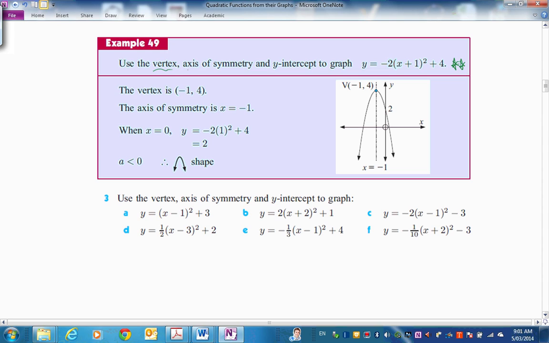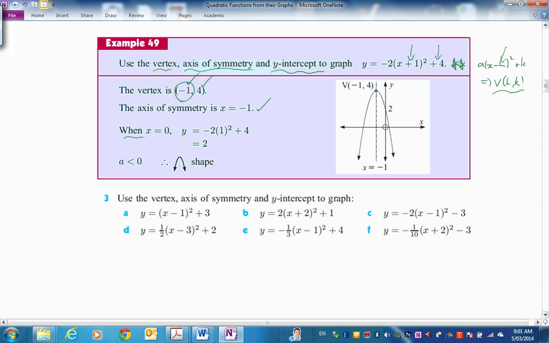Okay, we're going to do the vertex, axis of symmetry, and a y-intercept again. The vertex can be read straight off though. y = a(x - h)² + k always gives you a vertex of (h, k). That's perfect square stuff that we did a fair while ago now. So, it's neg h. So if it's plus 1, it's over here neg 1. It's the same sign, however, as the y value down the end. And the axis of symmetry is always x equals the x value of the vertex.